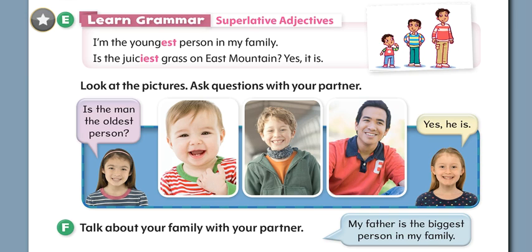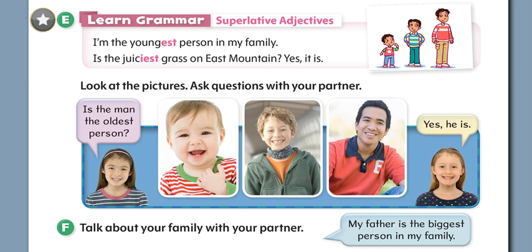Let's look at this picture. You can see 3 boys, and the smallest one is saying, I am the youngest person in my family. So he compared himself to the rest of the family members, comparing one person to a group of people by saying, I am the youngest. The youngest. So let's move to the next exercise.